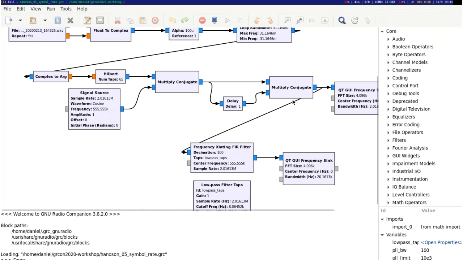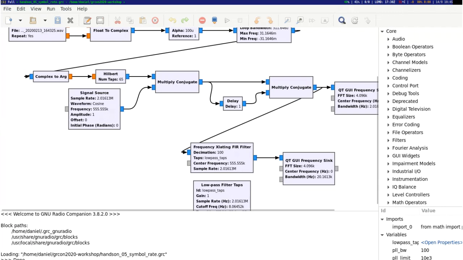And here I have the same trick as before to get more resolution on the frequency measurement. But since now the frequency of interest is not centered at 0 Hertz, but rather at 555.555 kilohertz, we do a frequency translating FIR filter, which is like the low-pass filter, but first it moves a particular frequency, in this case this one, to baseband, and then it decimates.